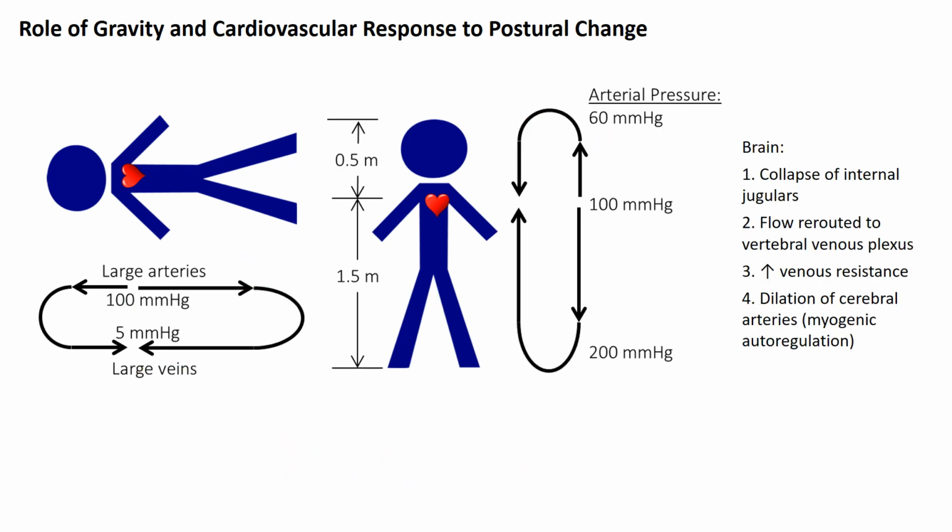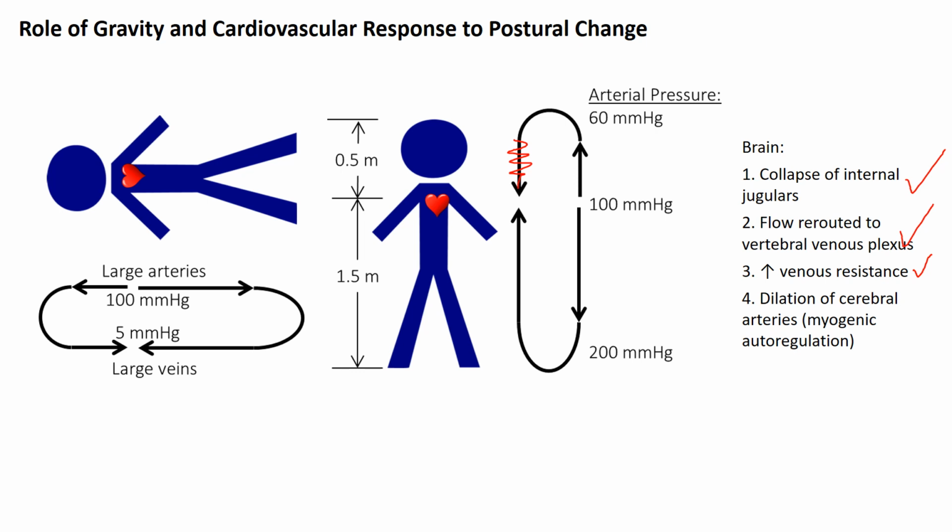Specifically in the brain, upon going from the supine to the standing position, the internal jugulars collapse, greatly increasing resistance and rerouting the venous flow largely to the vertebral venous plexus. The overall result is a venous resistance that opposes the gravity force. So one of the consequences of that is that the overall driving force for cerebral blood flow is reduced.